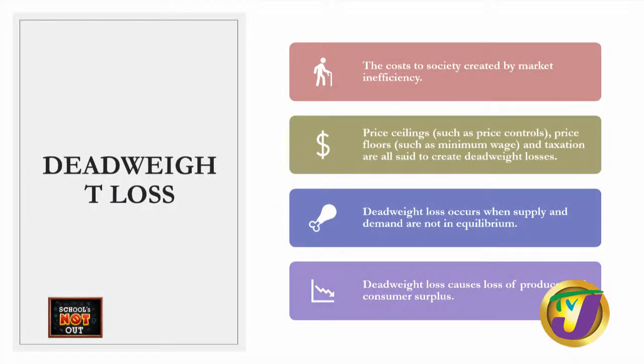Another popular concept is the concept of deadweight loss, and it's linked to what we just looked at. So deadweight loss occurs when there is inefficiency in the market. When deadweight loss occurs, supply and demand are not in equilibrium.